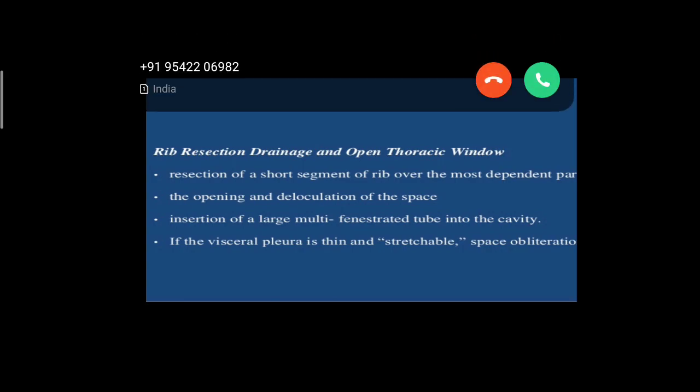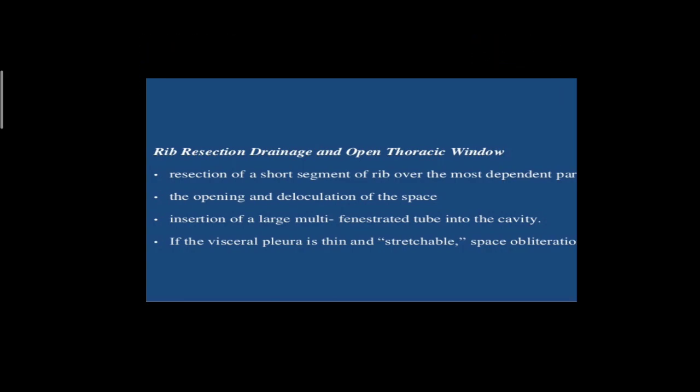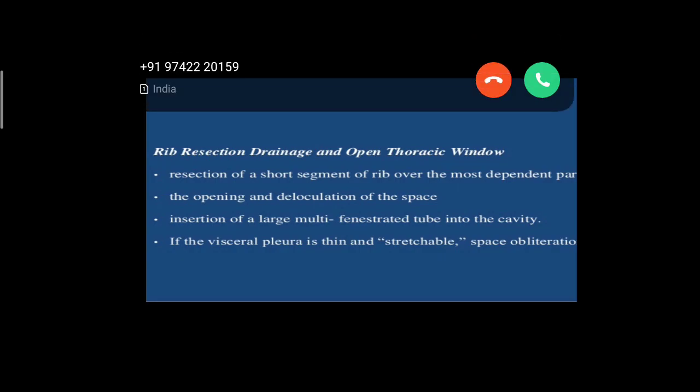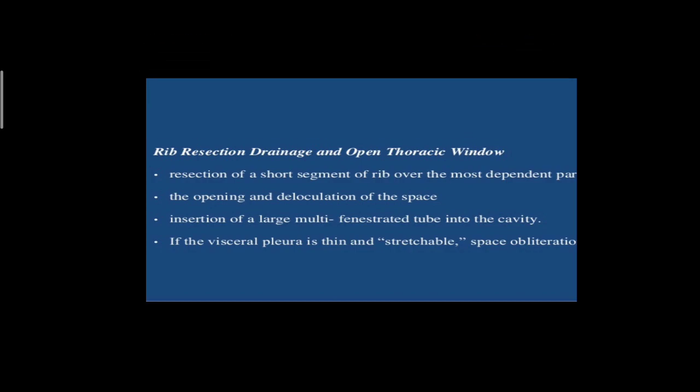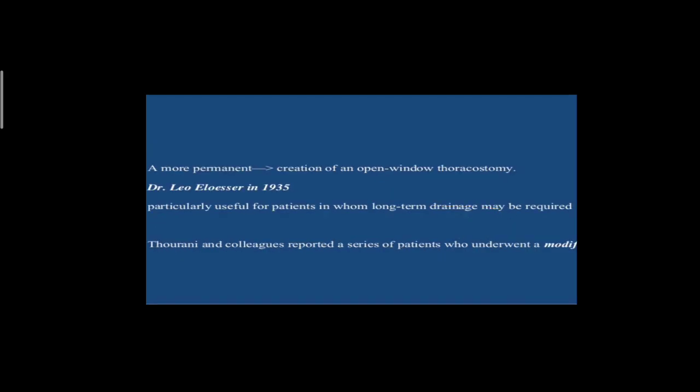Resection of a short segment of rib over the most dependent part, then opening and deloculation of the space. Insertion of a large multi-fenestrated tube into the cavity. If the visceral pleura is thin and stretchable, space obliteration will occur. A more permanent option is creation of an open window thoracostomy. This is particularly useful for patients in whom long-term drainage may be required.